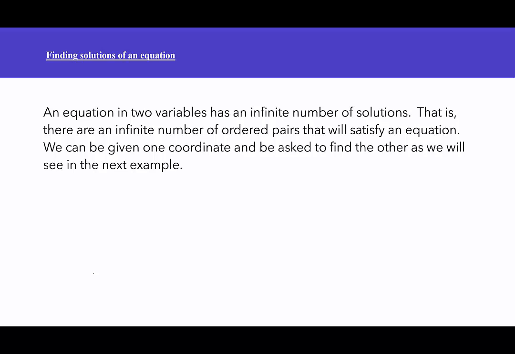An equation in two variables has an infinite number of solutions, right? So there's an infinite number, although we didn't see any, there's an infinite number of combinations of x's and y's that would make a linear equation true.